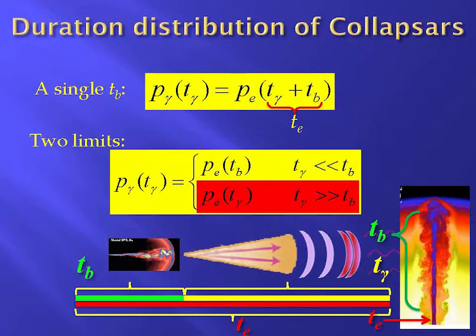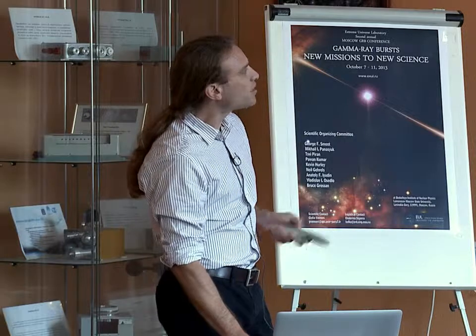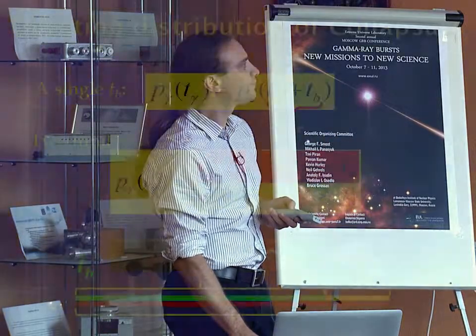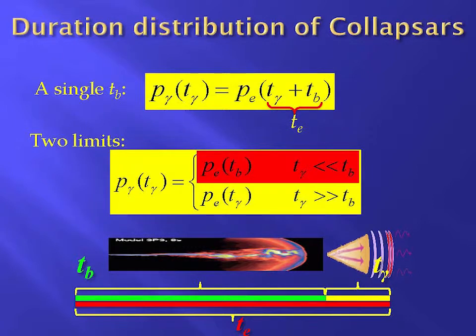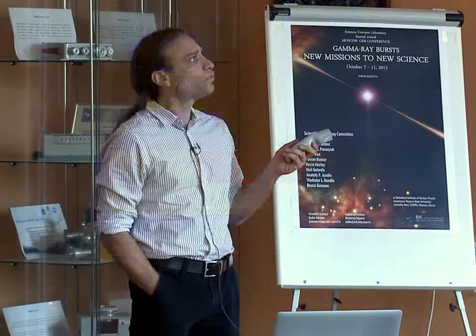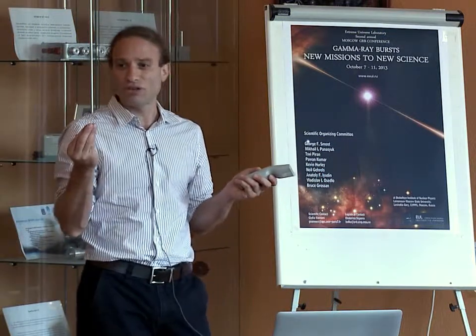Now, looking at these probabilities, they have two limits. In the limit where T gamma is much larger than T break, the probability to observe a gamma ray burst with duration T gamma is very close to the probability that the engine actually works for a time T gamma, because T break is much smaller than that. In the opposite case, which is the case for a regular gamma ray burst, where T gamma is much smaller than T break, the probability to observe a gamma ray burst with duration T gamma is basically equal to the probability that the engine worked for a duration T gamma plus something very small.